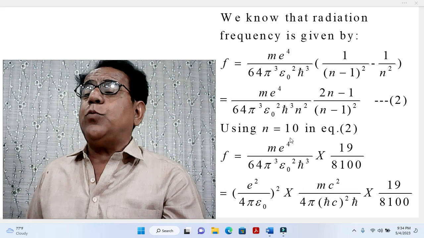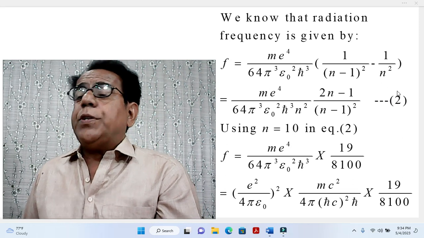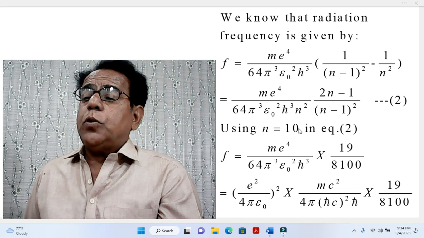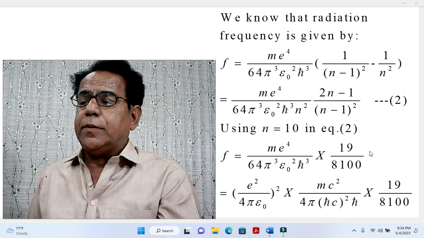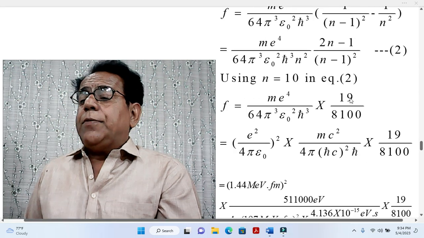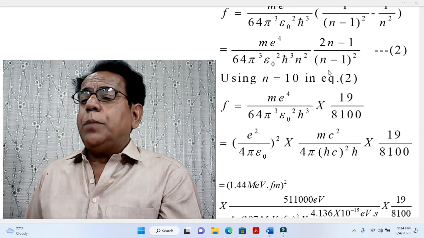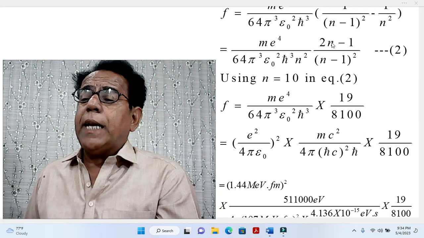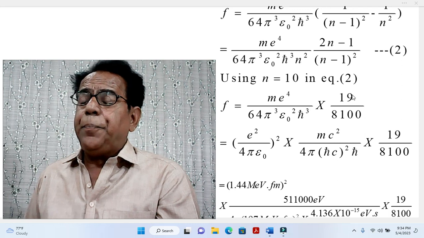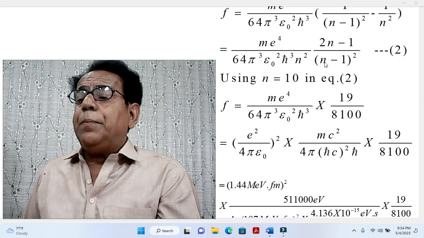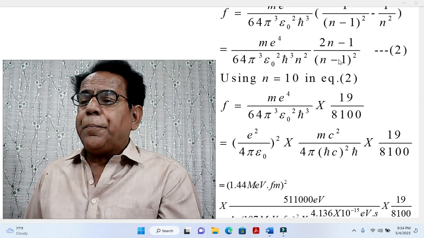Using n equal to 10 in equation number 2, we will get f equal to this. It will become 19 over 8100, because when we put n equal to 10, it becomes 20, so 20 minus 1 is 19, and here 10 minus 1 is 9, and 9 squared is 81.